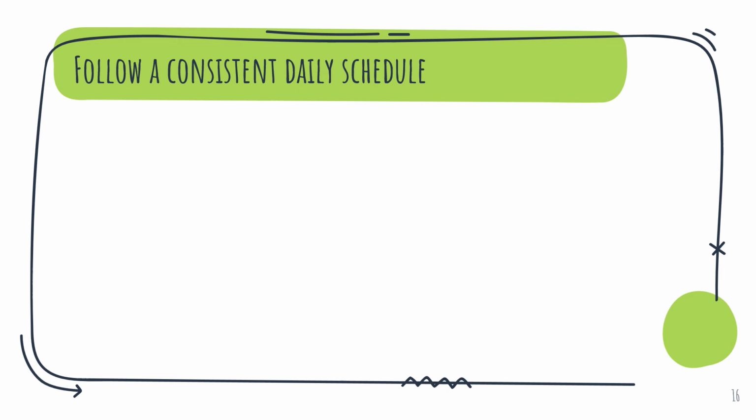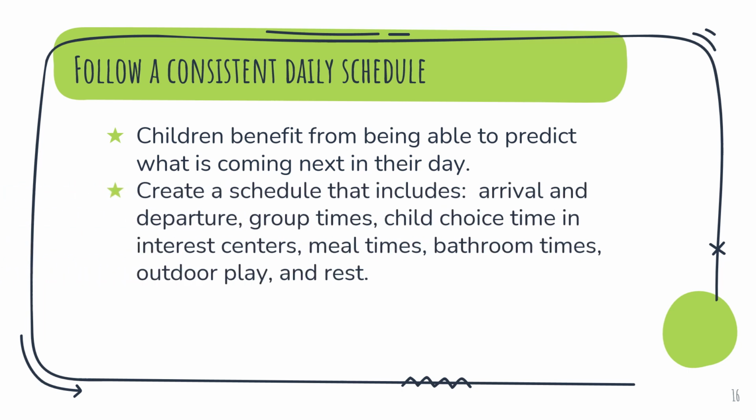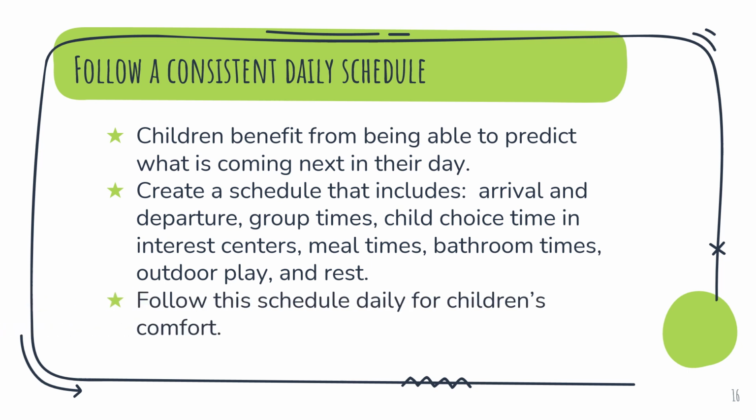Next tip in classroom management is I encourage you to follow a consistent daily schedule. Children benefit from being able to predict what is coming next in their day. Just like all of us, we like to know what is happening and not have too many surprises in our day. I encourage you to create a schedule that includes arrival and departure times, group times, child choice time and interest centers, meal times, bathroom times, outdoor play, and rest. So make sure that your schedule includes everything that you need to fit into the day. Follow the schedule daily for children's comfort, and again, so they can predict what is coming next in their day.